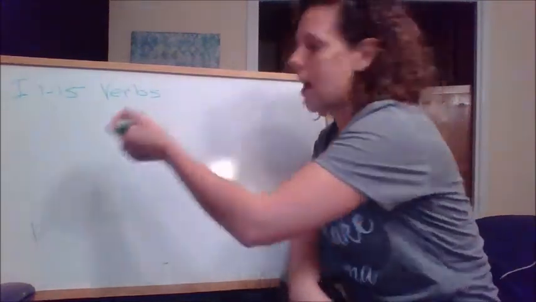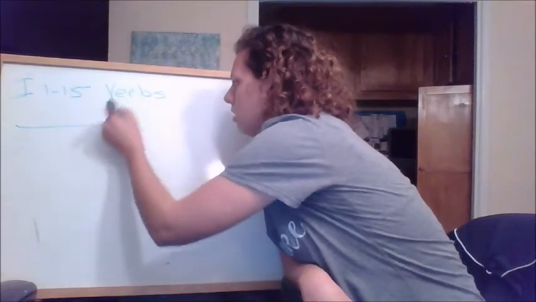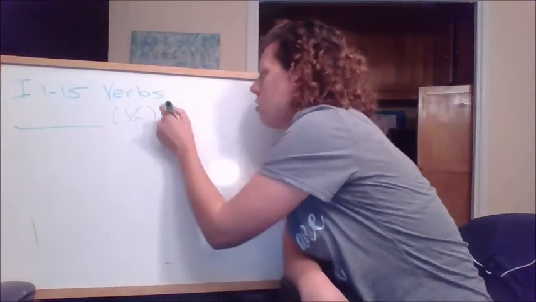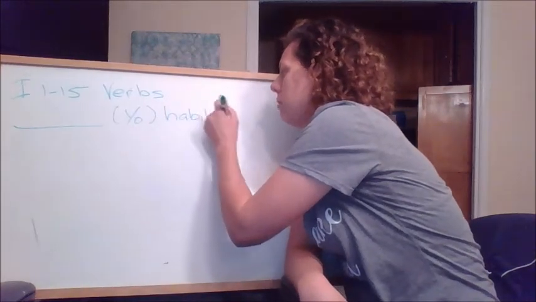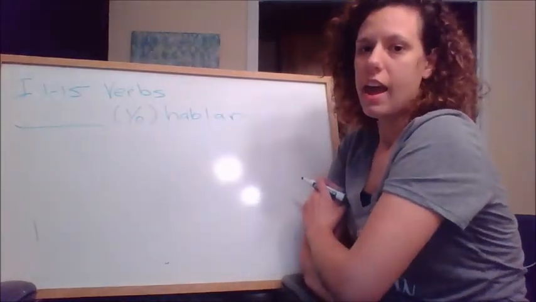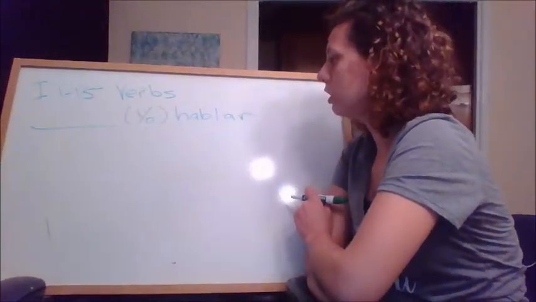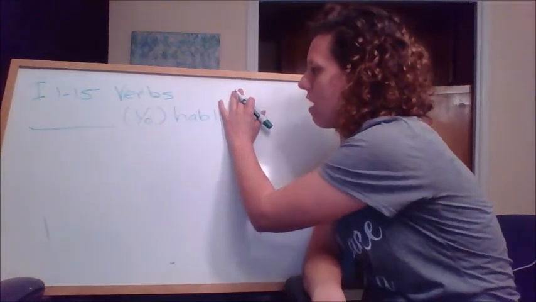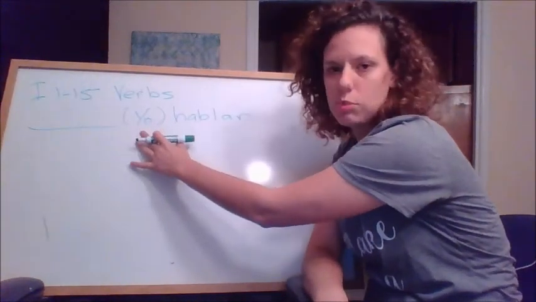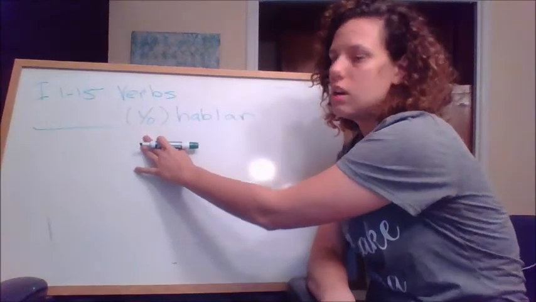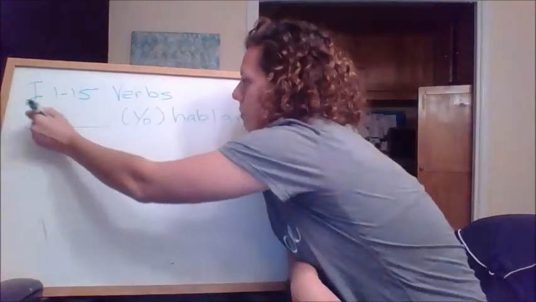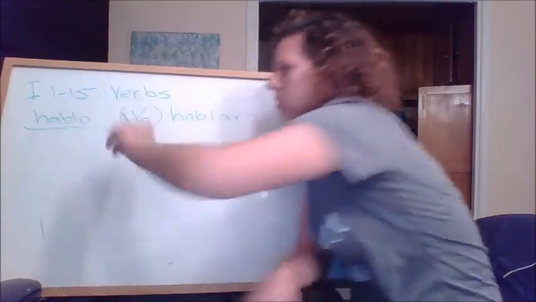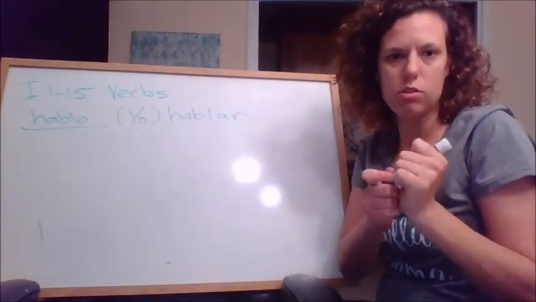So it'll be something like blank, yo, habla. And so with AR verbs, you take off the AR ending, you add the new ending. Because the subject pronoun is yo, the ending is o, so it becomes hablo. Okay?